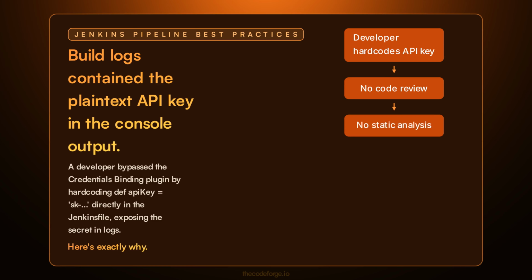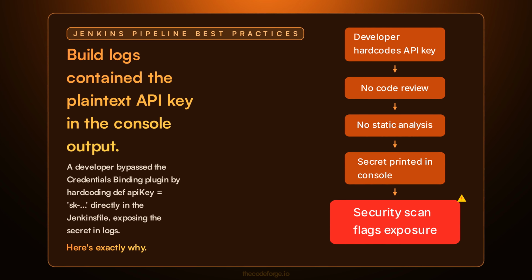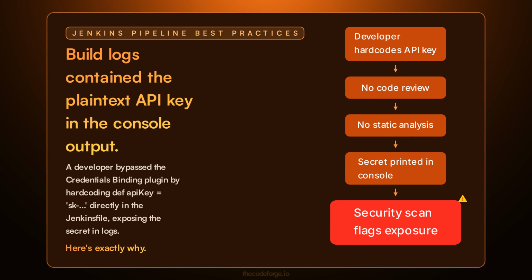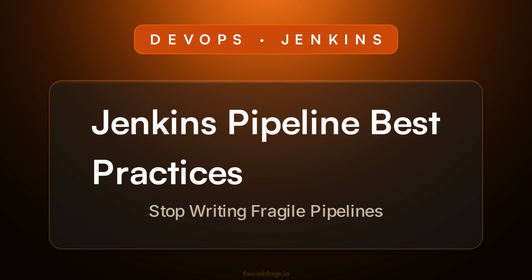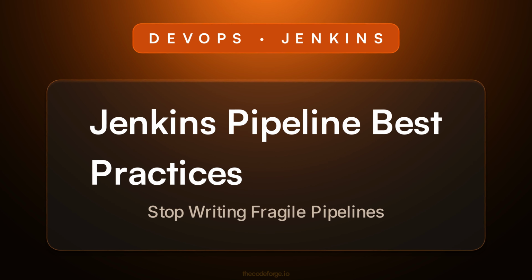Build logs just leaked your API key in plain text. A developer bypassed the credentials binding plugin and hard-coded it directly. Let's break down Jenkins pipeline best practices, how it works, and the exact mistake behind that failure.